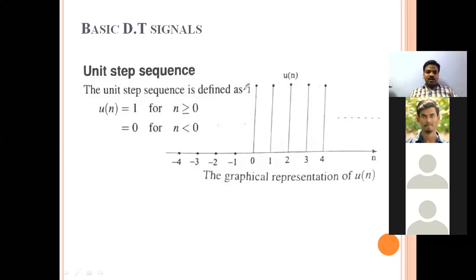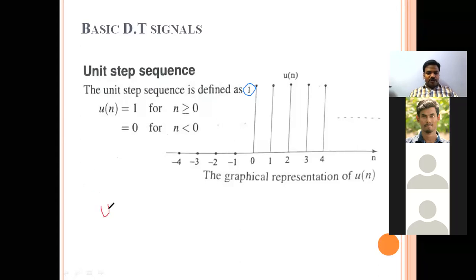Now see here, I have represented the magnitude here. All the samples have equal magnitude, equal to 1 from 0 to infinity. And from minus infinity to 0, the signal has magnitude equal to 0. Suppose it is a continuous time signal. Now please try to understand the difference between a continuous time signal and a discrete time signal.